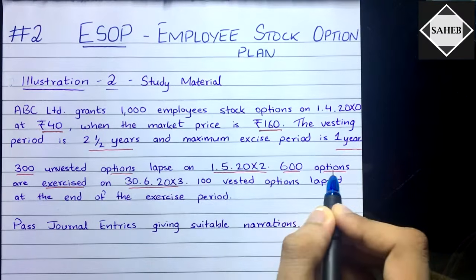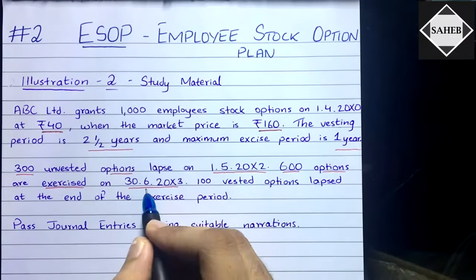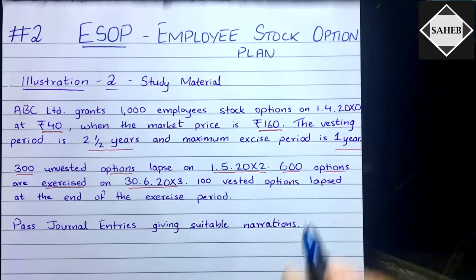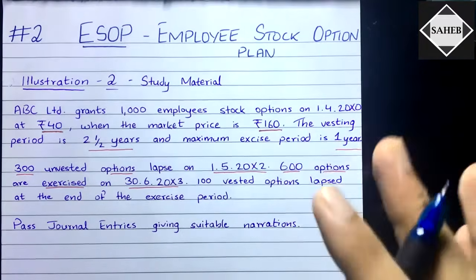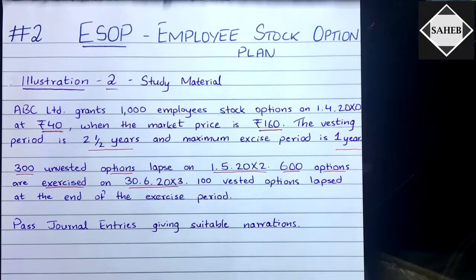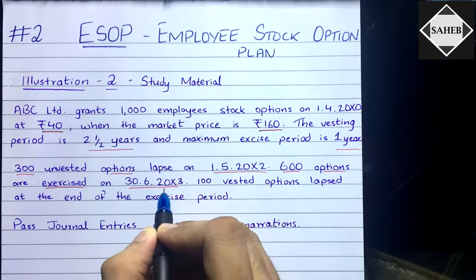Then what? 600 options are exercised on 36/20x3. That means the options have been exercised, the employees have used their options and purchased the shares of the company on this date, 36/20x3.